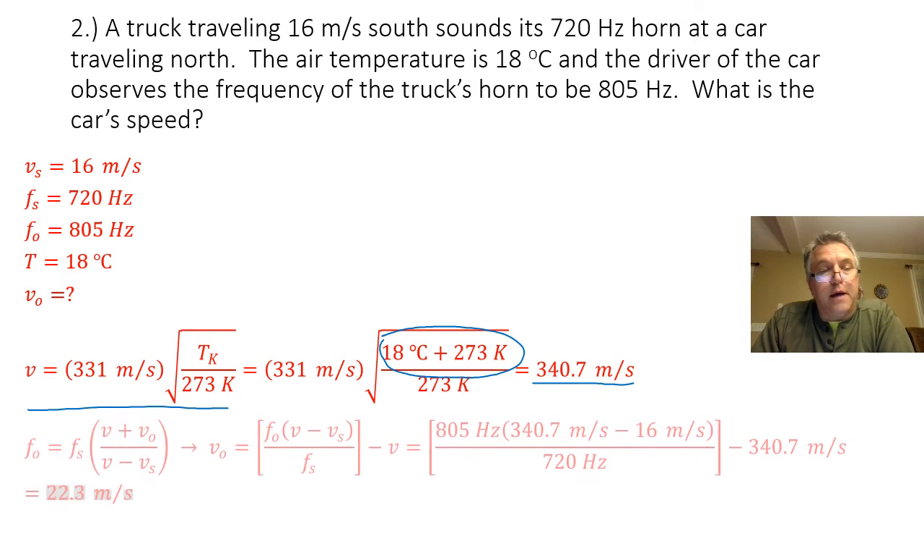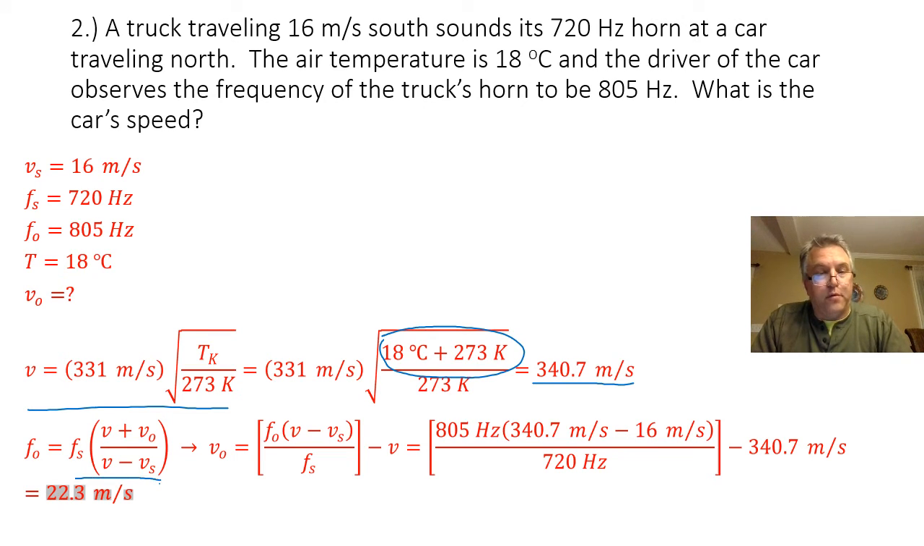And now I can use my Doppler formula to solve for the velocity of the observer. So here is my Doppler formula, and I want to solve for the velocity of the observer. When I rearrange this formula to solve for V sub O, I am going to get this equation right here. The velocity of the observer is going to equal the observed frequency times the velocity of the sound wave minus the velocity of the source, divided by the frequency of the source, and all of that is going to be minus the velocity of the sound wave. This equation is a little bit more complicated to derive, but if you have any questions about that, just shoot me an email and we can go over it.